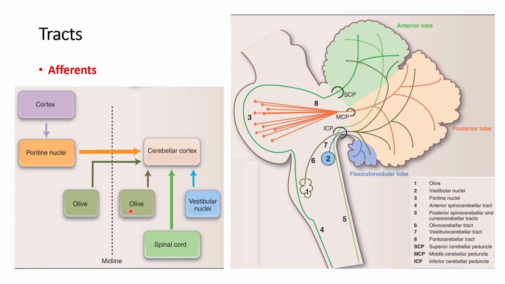Olive sends information from both sides, so ipsilateral and also contralateral, going to the cerebellar cortex, and that is sending motor information.